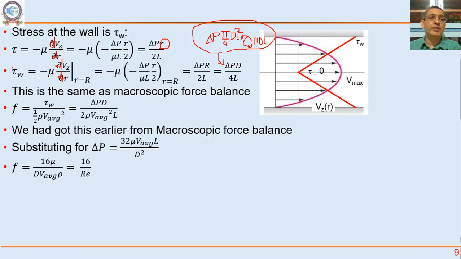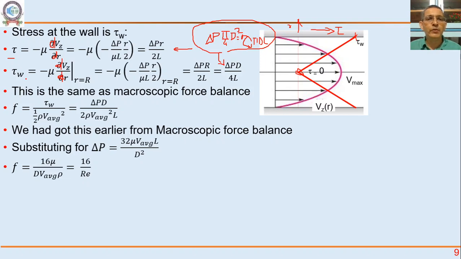If you see how tau varies with respect to r, tau is 0 at r equal to 0. Tau is maximum at r equal to capital R. So if you plot tau on this axis and r on this axis, tau w is at the wall, that is the highest. It varies linearly, it goes to 0 at the center. Tau varies linearly with the location in the pipe. That's the meaning of this equation.